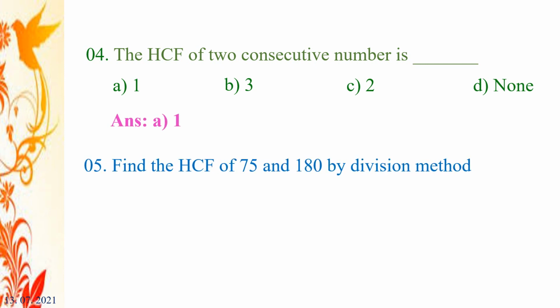Then find the HCF of 75 and 180 by division method. The options are A 5, B 10, C 15, D 25. So when you divide, you'll get 15. Answer C, 15.